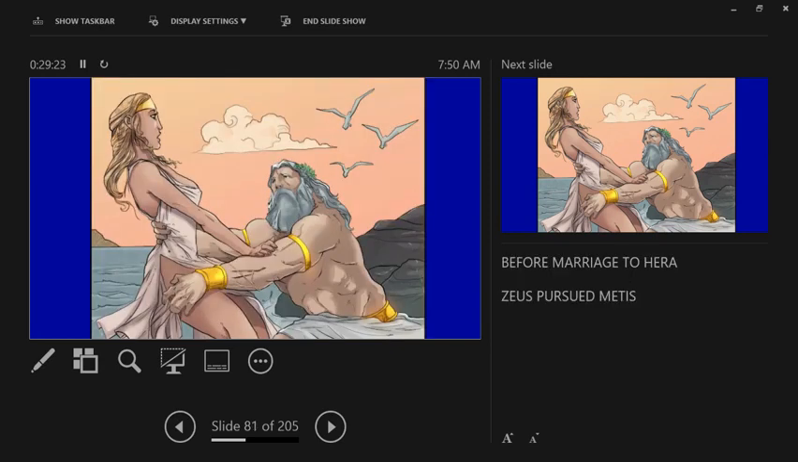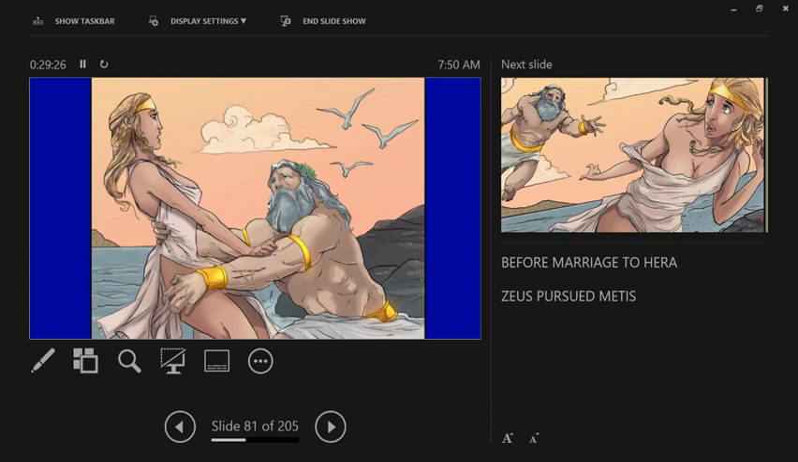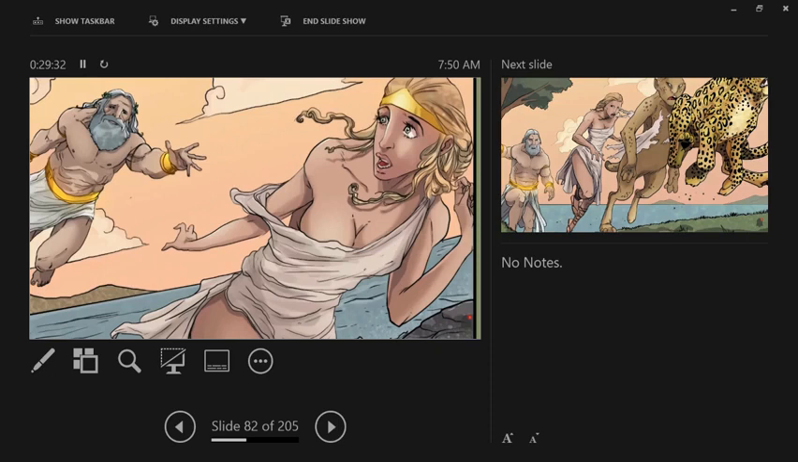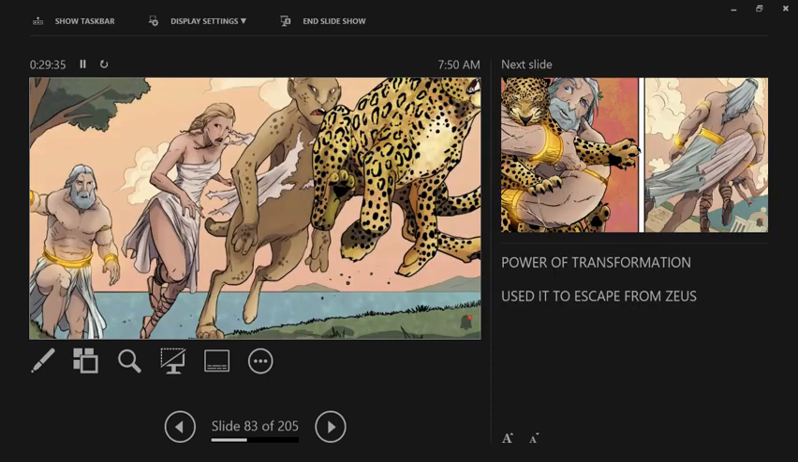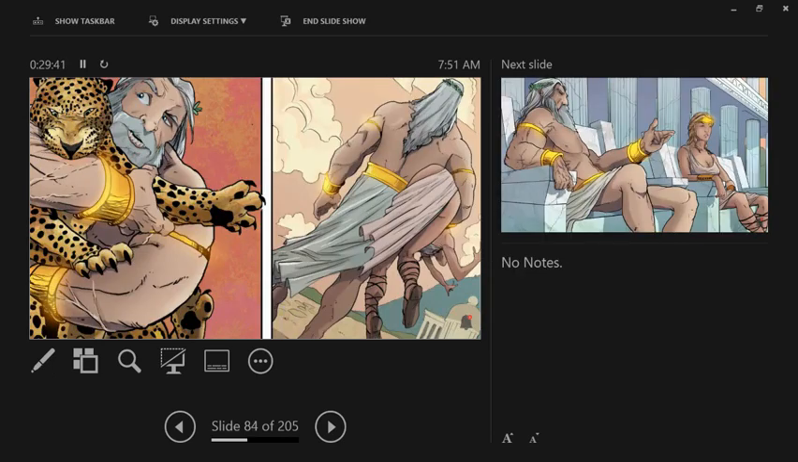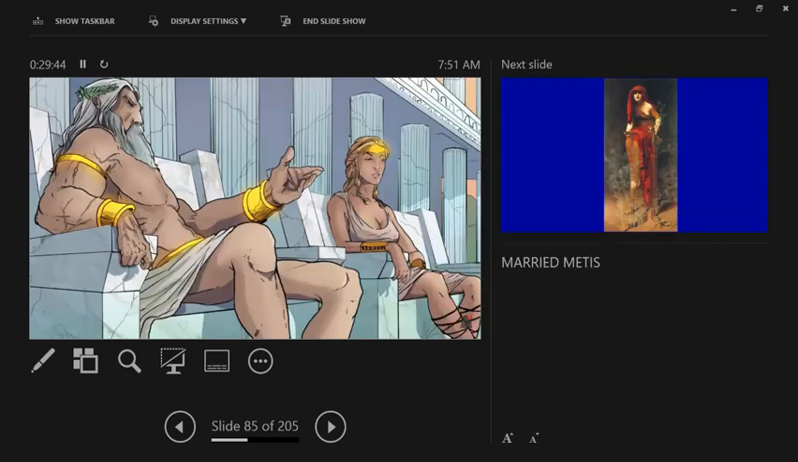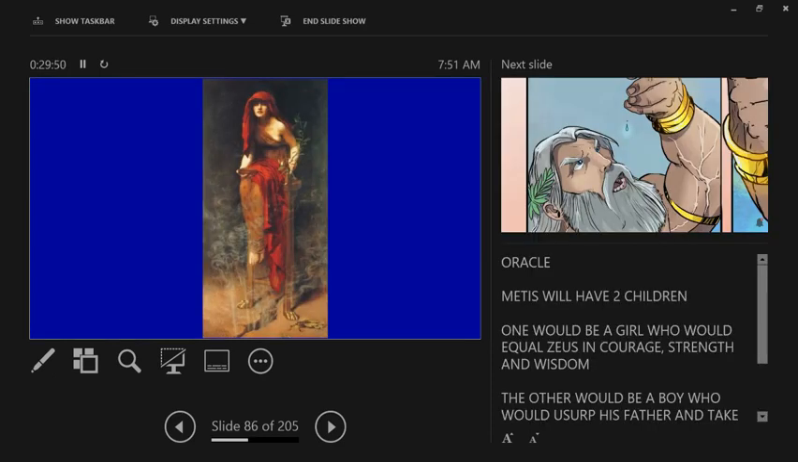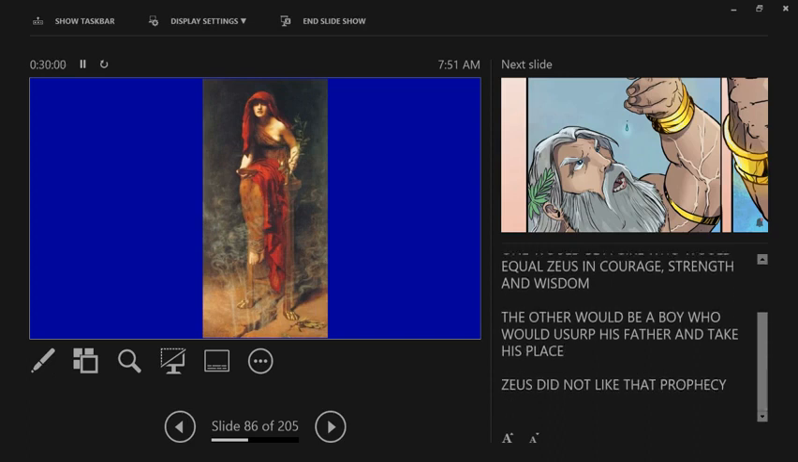Well, Zeus cannot help but fall in love with her. This is before his marriage to Hera. So he pursues Metis, and she has the ability to change into animals and get away from him. But eventually, he's able to catch her, and he takes her back with him. Now she is his wife. The oracle says that Metis will have two children. One would be a girl who would equal Zeus in courage, strength, and wisdom. The other would be a boy who would usurp his father and take his place.